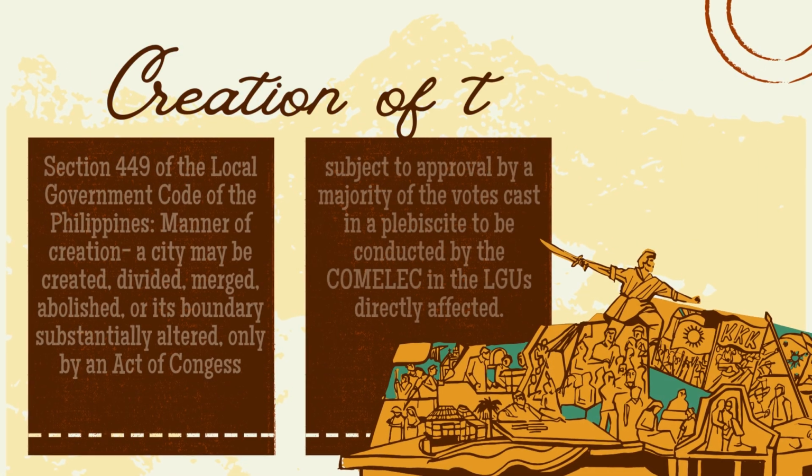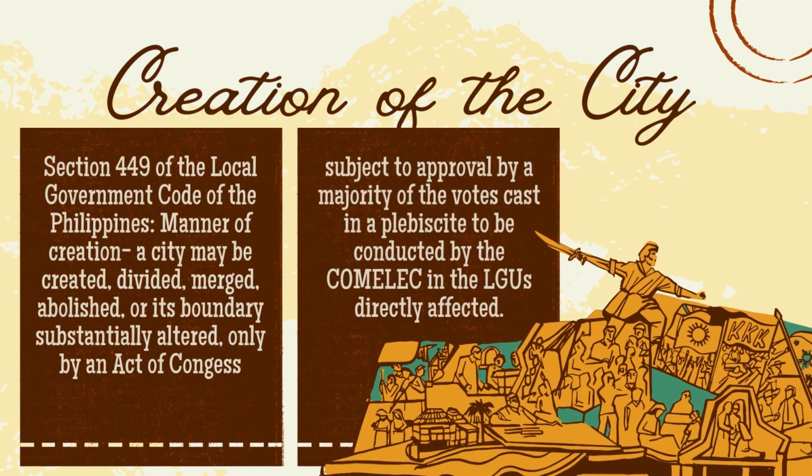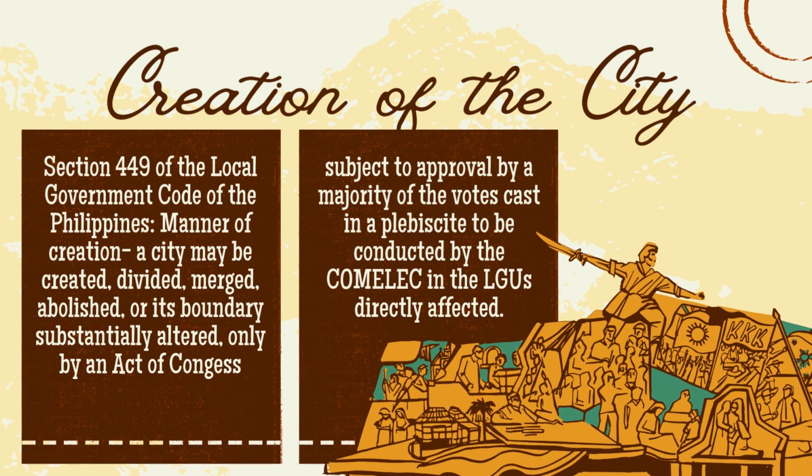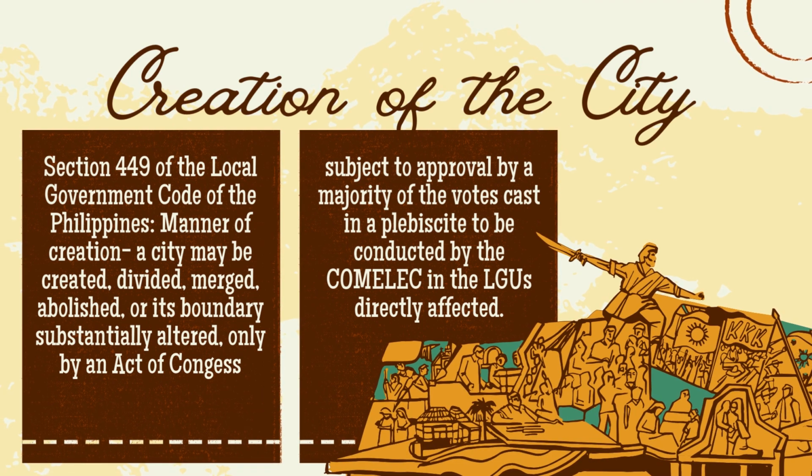Creation of the City, Section 449 of the Local Government Code of the Philippines. Manner of creation. A city may be created, divided, merged, abolished, or its boundaries substantially altered, only by an act of Congress subject to approval by a majority of the votes cast in a plebiscite to be conducted by the COMELEC in the LGUs directly affected.